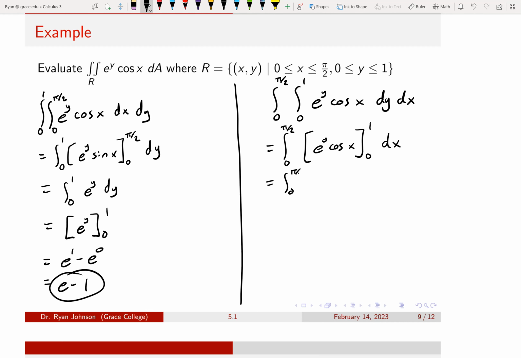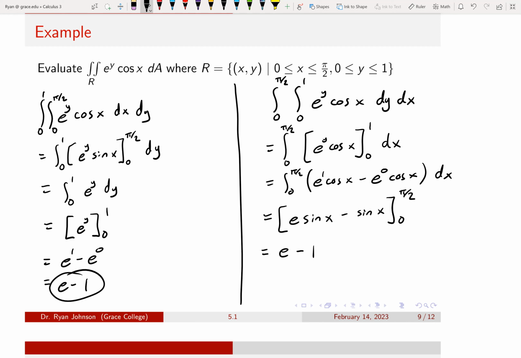That's the integral from 0 to pi over 2 of e to the 1 cosine x minus e to the 0 cosine x dx, and then integrate with respect to x. So then you get e to the 1 is just e times sine of x, minus e to 0 is just 1, so minus, integrating that one is also sine of x from 0 to pi over 2. And so plugging in 0, you get 0 in both terms. Plugging in pi over 2, you get 1. So it equals e minus 1.